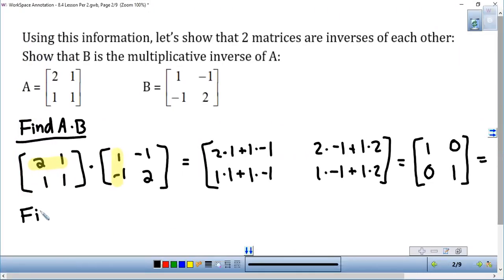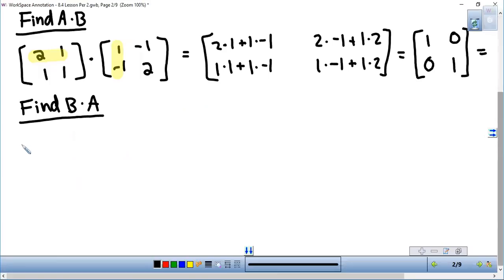Okay, let's check the other direction of the multiplication by finding B times A. I'm going to rewrite this, but we're just going to change the order around, putting matrix B in front.